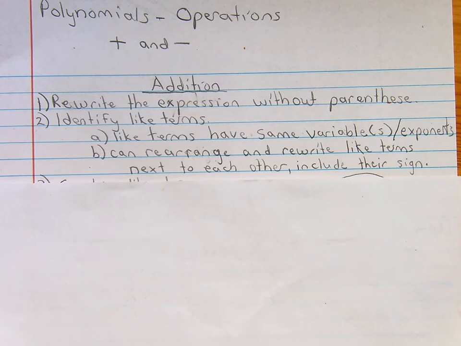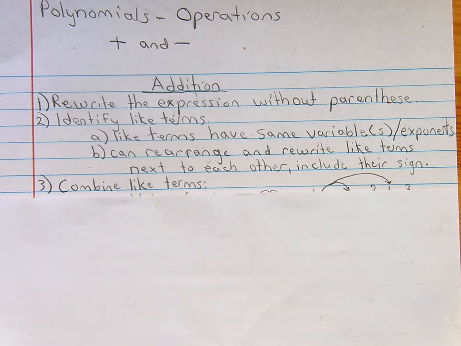But you can rewrite them next to each other, but make sure you include their signs. If it's a negative 7x, then when you rewrite it or move it anywhere, it needs to still be a negative 7x. So take the sign with it.